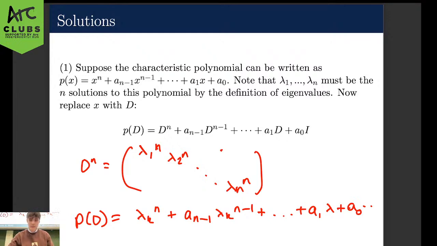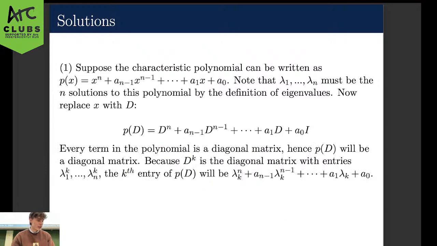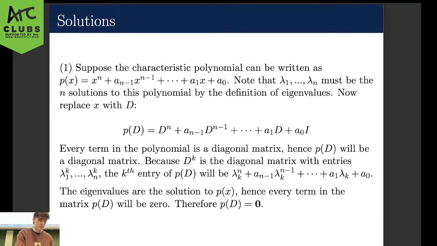We'll move on to the next slide. The kth entry should be the characteristic polynomial, except with x replaced by lambda k. And we know that because each of our eigenvalues is a solution to the characteristic polynomial, all of these diagonal terms should be equal to 0. What that means is that when we put that matrix D in, what we get is just the zero matrix, so every entry in the matrix should be 0. Any questions there? Okay, moving on then.